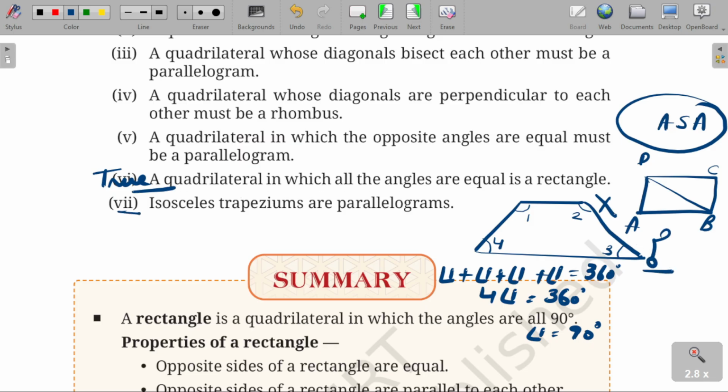Last, seventh part, isosceles trapezium is a parallelogram. No, this is not true. False. They are not parallel. In an isosceles trapezium, there are two non-parallel sides which are equal. This is an isosceles trapezium where two non-parallel sides are equal. So this could not be a parallelogram. This is false.